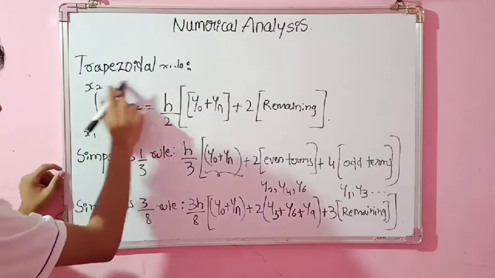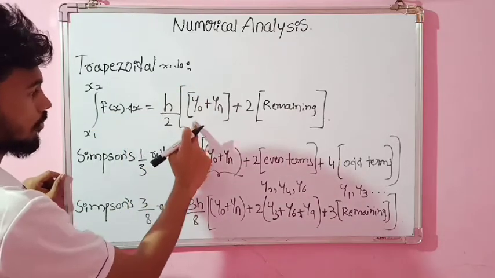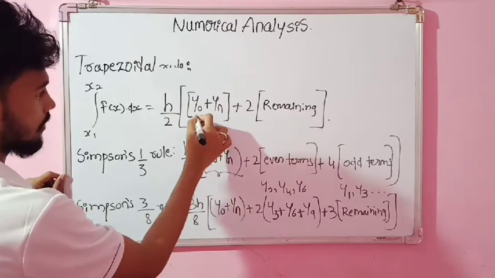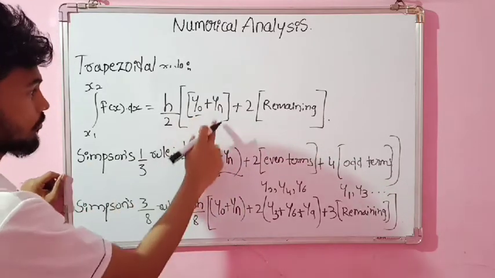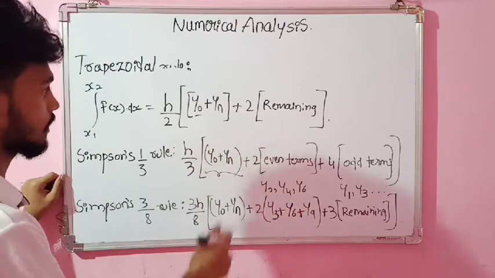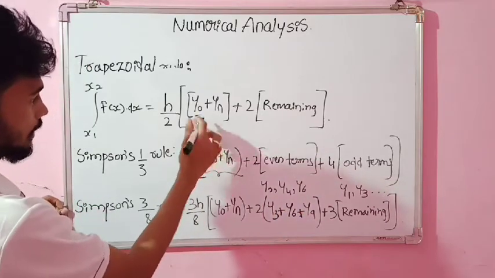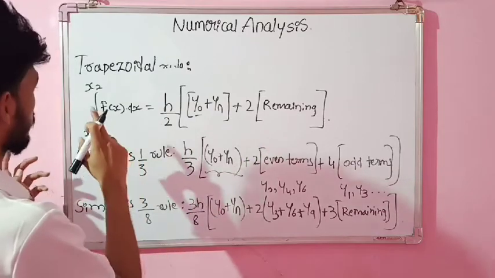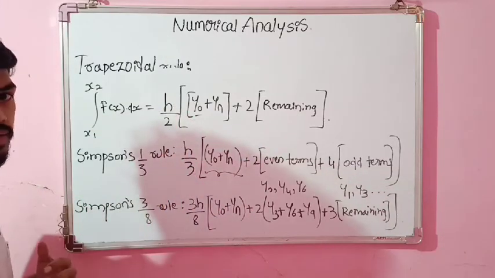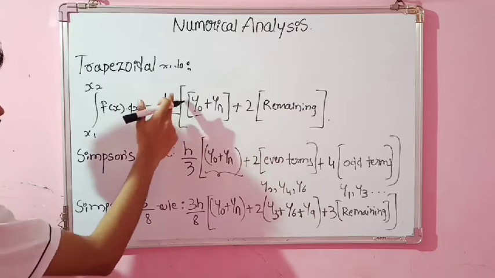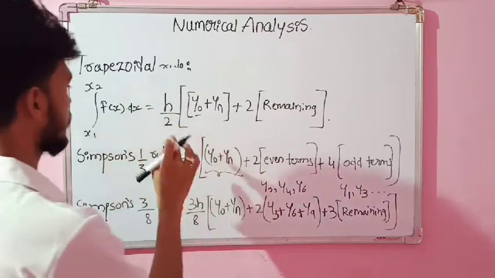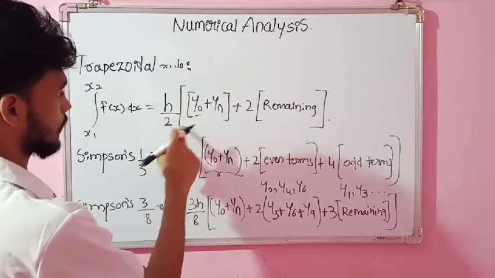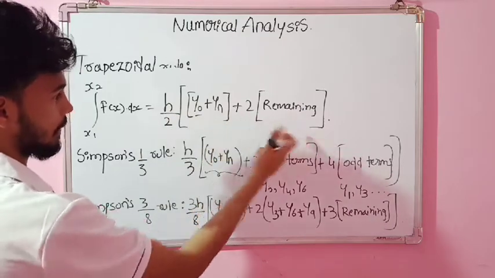So the trapezoidal rule is given by h by 2 times y0 plus yn plus 2 times the remaining terms. Here y0 is nothing but the first term and yn is the last term of the y values. These y0 plus yn are constant in all three formulas. Whenever the definite integral is given, the first thing you have to do is find the value of h. Next, I will tell in the example how to find the value of h.